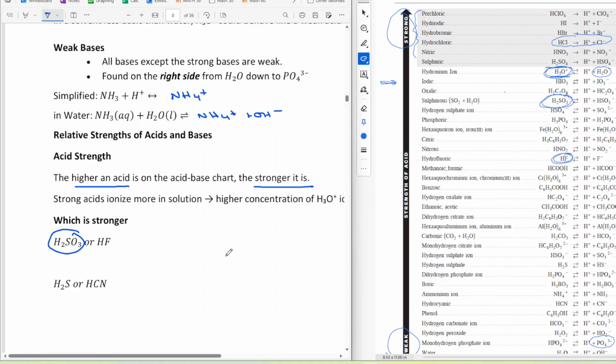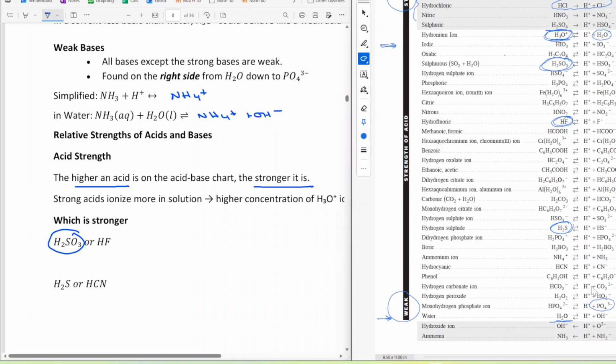If we wanted to compare H2S and HCN, again, we're just looking for height on the chart. So H2S is down here, and then HCN is down here. So again, the one that's higher is stronger. So the H2S is going to be stronger.